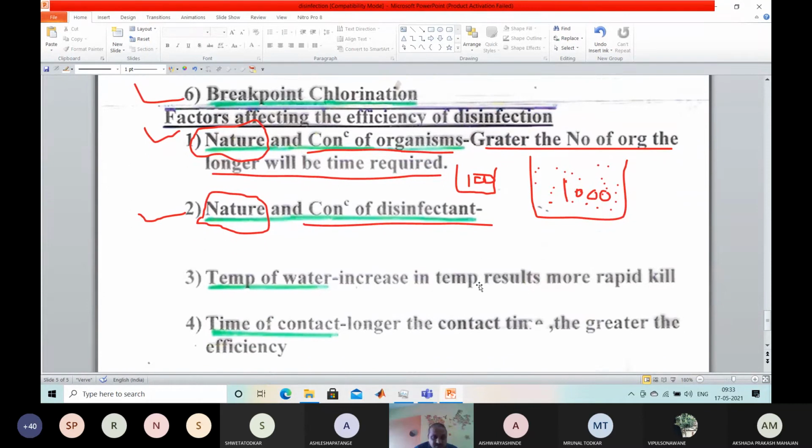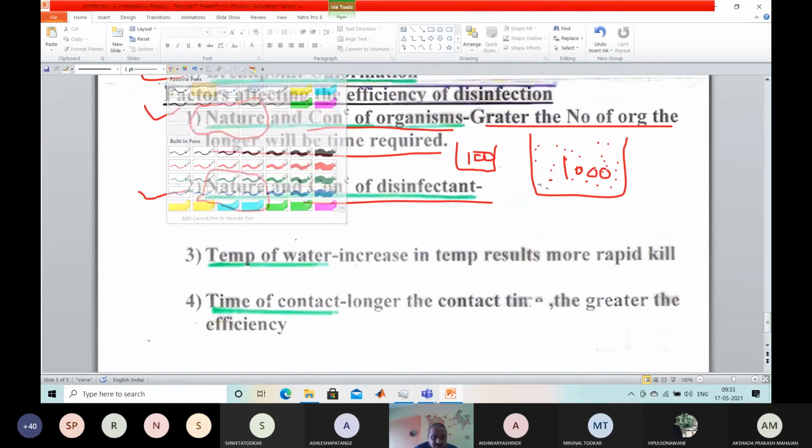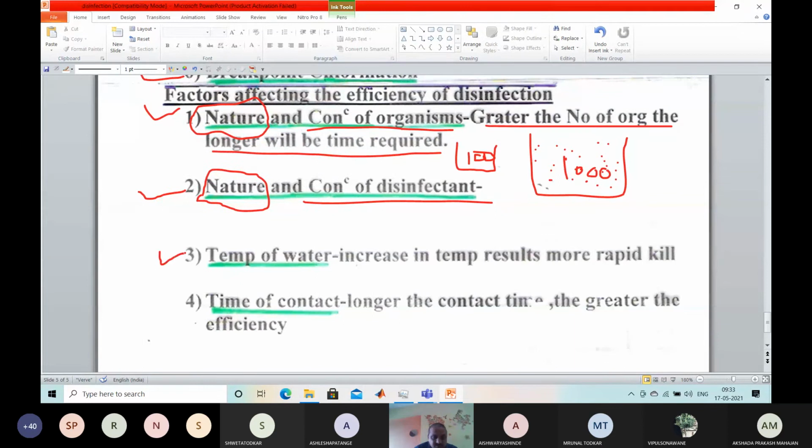The third parameter which is going to affect the disinfection process is the temperature. An increase in temperature results in a more rapid kill. If you increase the temperature, there are more chances of more effective disinfection. Everyone knows a simple mechanism we follow in day-to-day life: if you want disinfected water, we can boil the water. After boiling, all the microorganisms get killed. So that is the general field phenomenon. If you increase the temperature, a rapid kill is going to be possible.